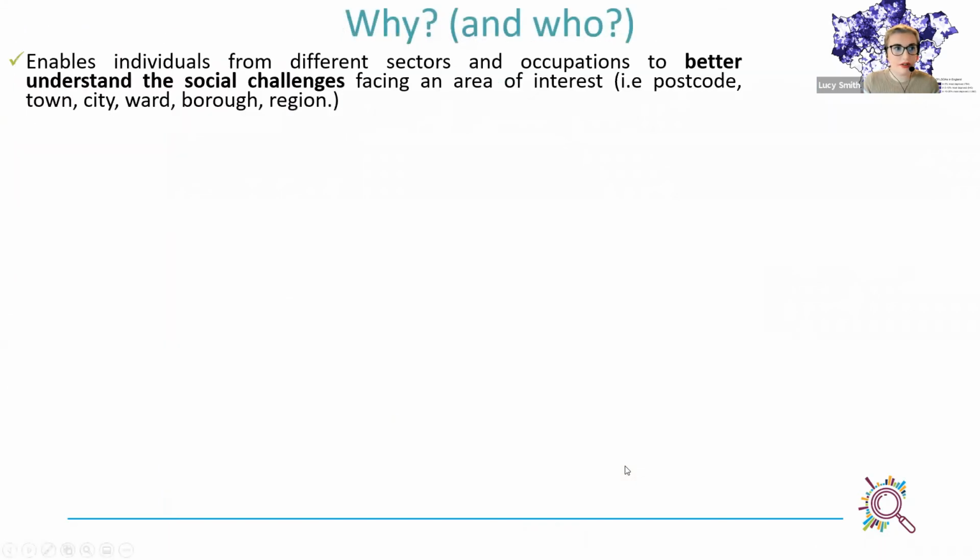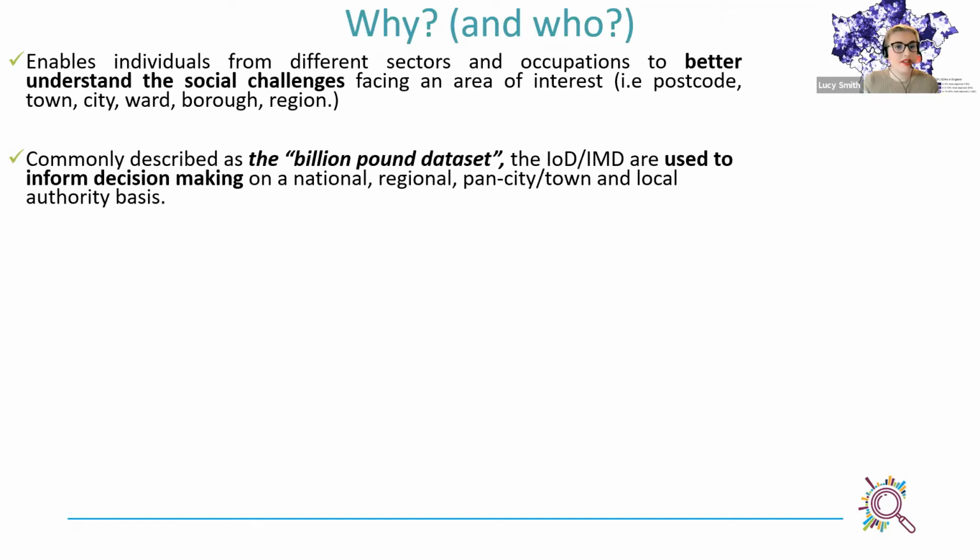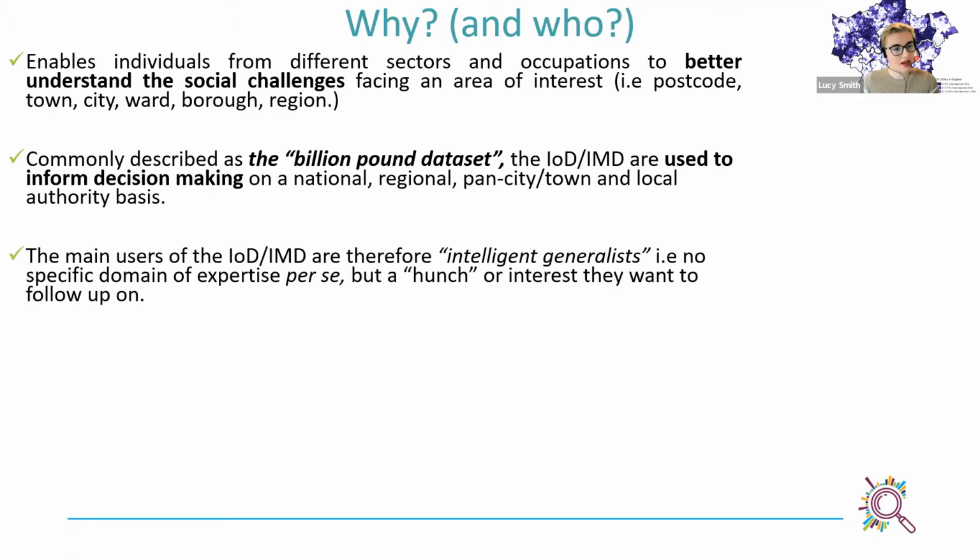So why and who? Very quickly, it enables individuals from different sectors and occupations to better understand the social challenges facing an area of interest. So that could be postcode, town, city, ward, borough, region. It's commonly described as the £1 billion data set, and that's because it's used to inform decision making on a national, regional, pan city / town and local authority basis. But I know that you probably all know that anyway as professionals from the sector.